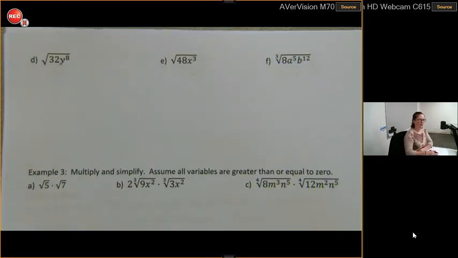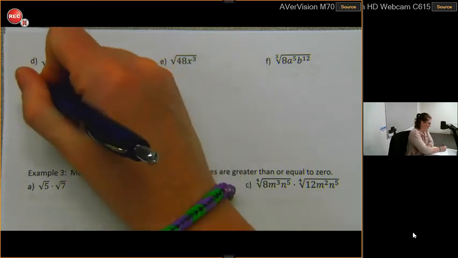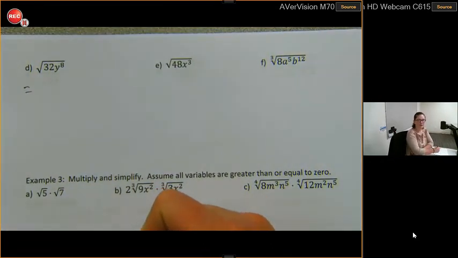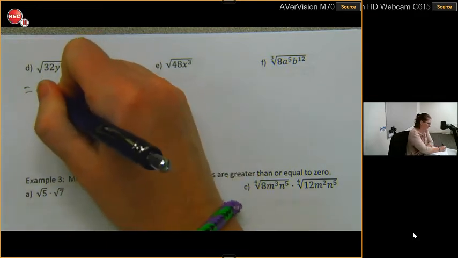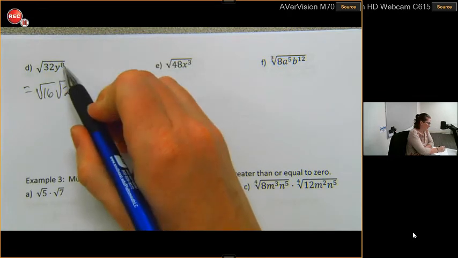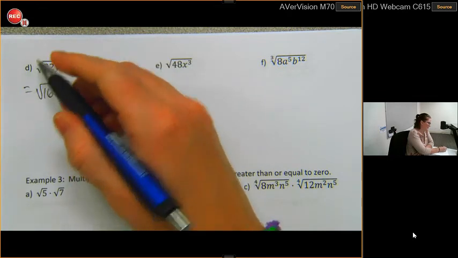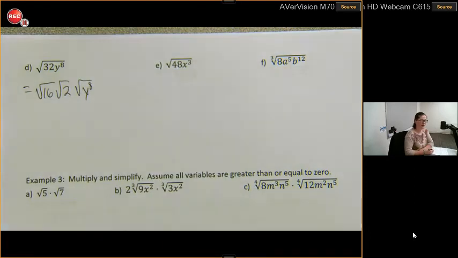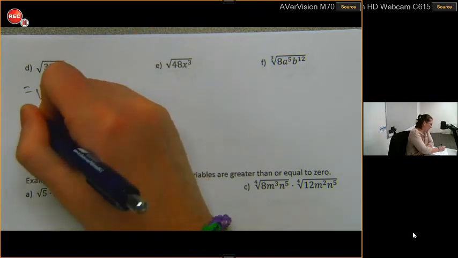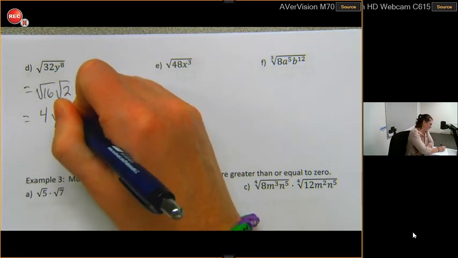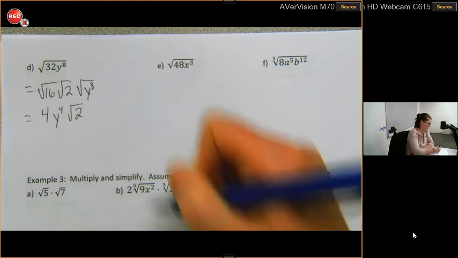Right, 32, y to the 8th. So think about what goes into 32 that I know the square root of, making sure I get the biggest perfect square, which is going to be 16 times 2. My exponent of 8 will divide by my index of 2, so no need to do anything further there. So I have 4. 8 divided by 2 is 4, square root of 2.